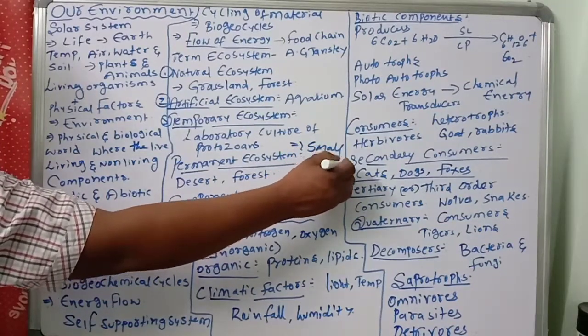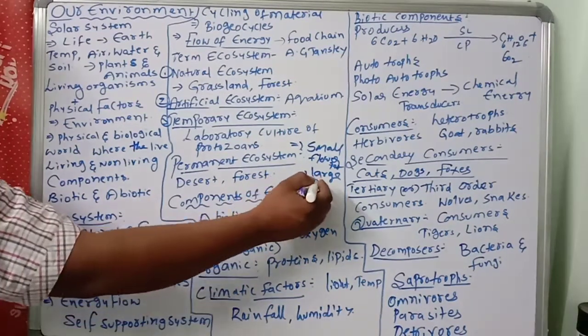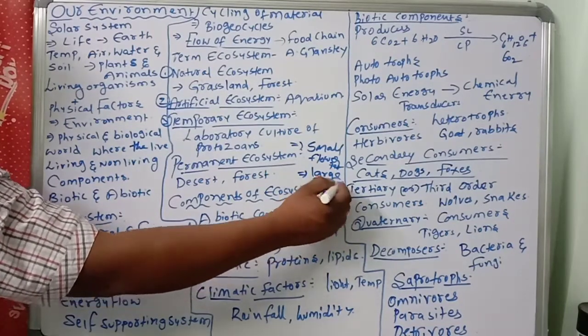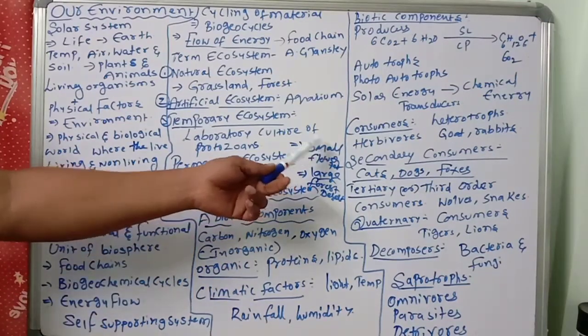Next, large ecosystems. Very important. Examples: forests, deserts. A very large forest, deserts. These are all large ecosystems. A flower pot is a small micro ecosystem. This is the most important: a flower pot, a site under a stone is a small ecosystem.